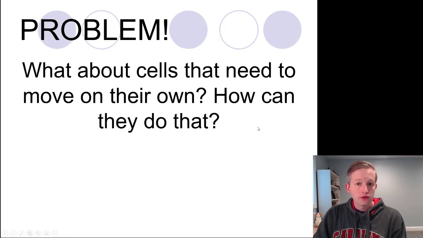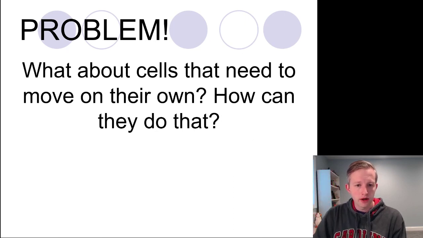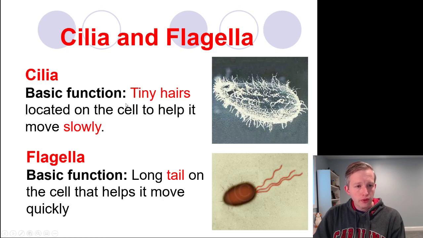All right, so what about cells that need to move on their own? So sometimes cells need to move on their own. Not all cells. The cells of my hand, for instance, don't need to be able to freely walk around my body. That'd be weird. But sometimes cells, especially in smaller organisms or single-celled organisms, need the ability to actually propel themselves. So there's two ways.